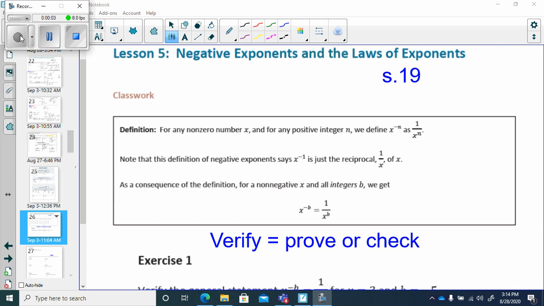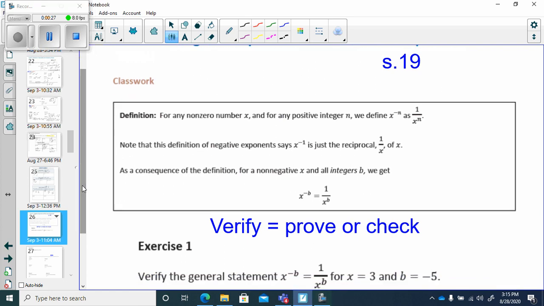This is Module 1, Lesson 6 on negative exponents. Now, they've got some rules set up here for you. X to the negative n is the same as 1 over x to the n. X to the negative 1 is the same as 1 over x. X to the negative b is the same as 1 over x to the b. Let's see what they're actually talking about.